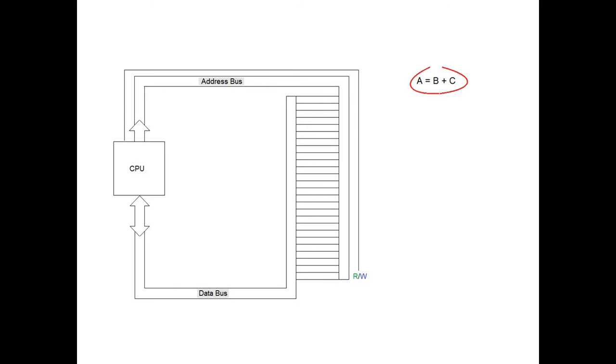Let's take a little look at what the CPU has to go through to do even a simple little programming line like A equals B plus C. There are basically 4 steps that it has to go through. It has to go and get B from a memory location and store it in the CPU. The CPU then has to go and get C and store it in the CPU. It then has to add them together, and then it has to write that sum out to memory location A.